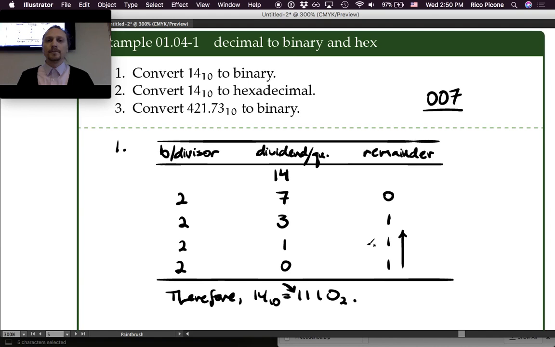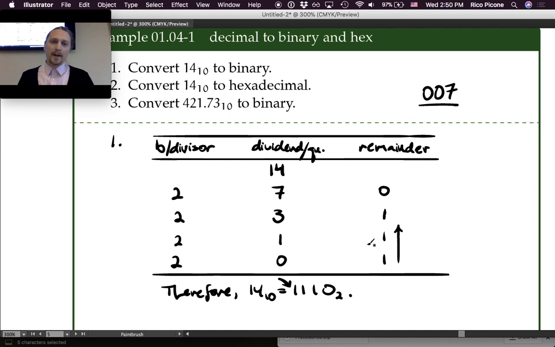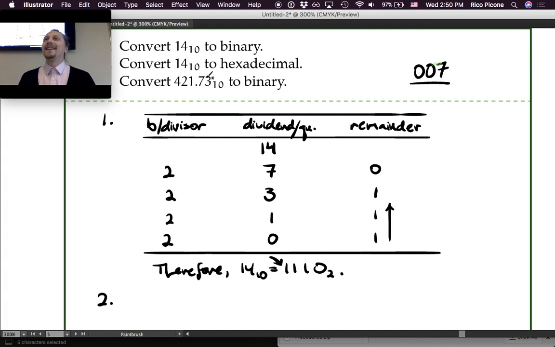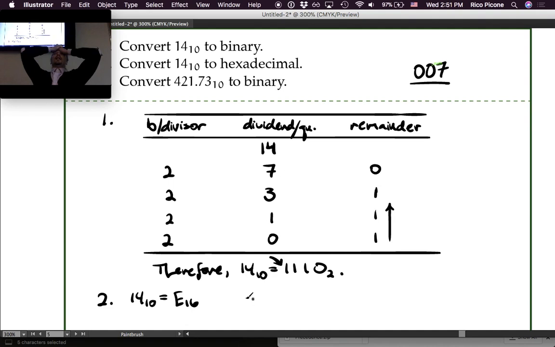So that's how to convert a decimal number to binary. And there's a similar process for converting to hexadecimal, but I kind of gave us a softball here. So 14 in base 10 to hexadecimal, well, we haven't overflowed the one numeral of the hexadecimal, because there are 16 of them. So in fact, 14 in base 10 is E in base 16. 15 in base 10 is F in base 16.